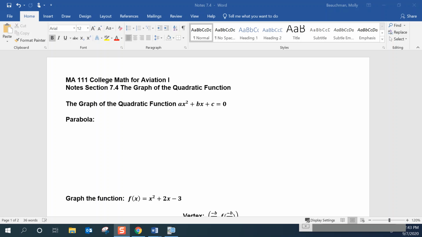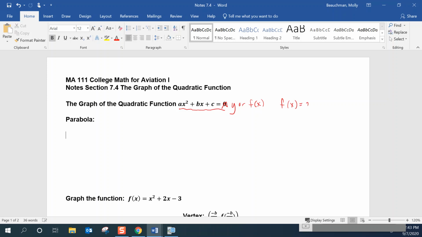In this video, we're going to take a look and see what the graph of a quadratic function looks like. The equations we looked at earlier were of the form ax squared plus bx plus c is equal to 0. If this is a quadratic function, it's going to be set equal to y or set equal to f of x. So our function is going to be in terms of x and y.